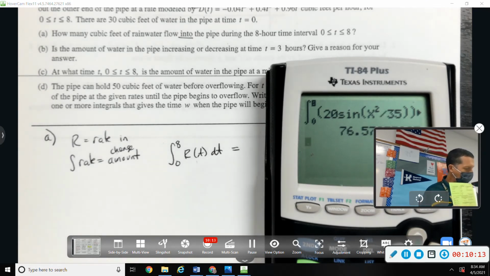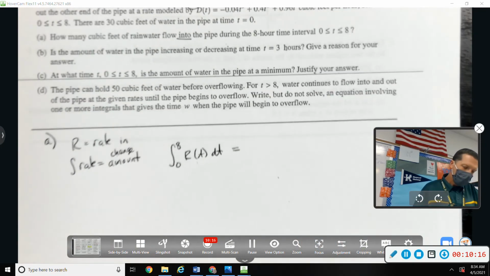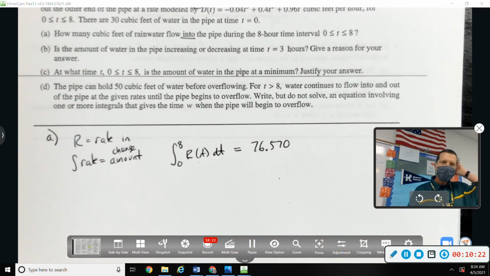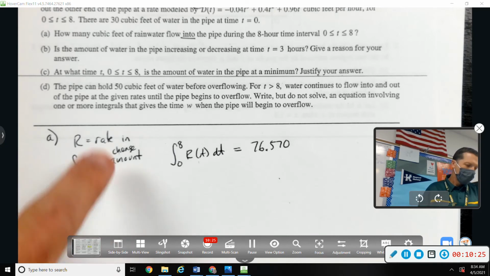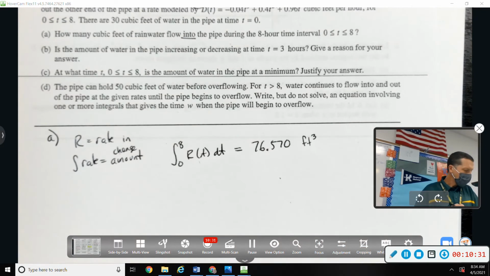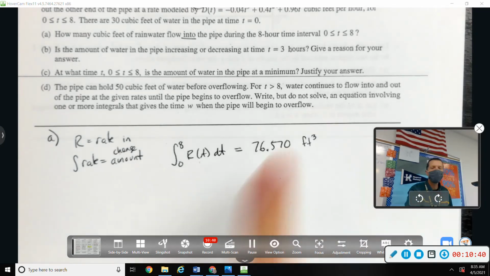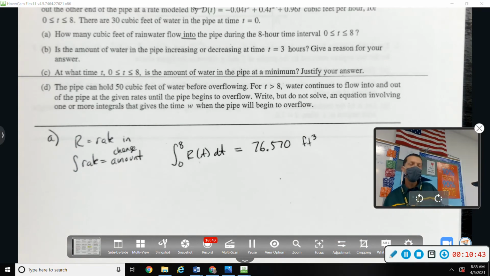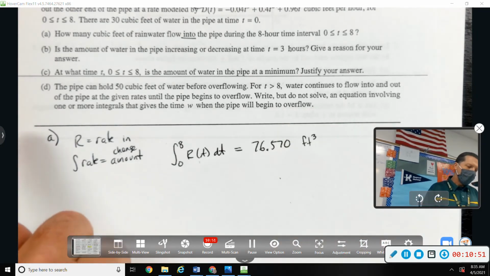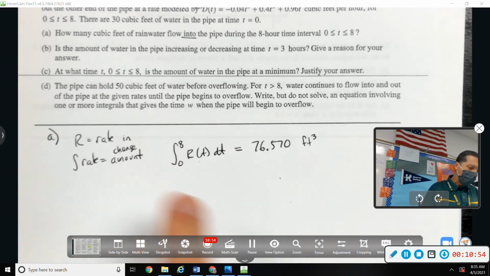Checking against the key here. 76.570. What would the units for that be? Yeah, feet cubed, because it's an amount. Now, it didn't specifically ask for units, so that's your hint that there's not a point assigned to the units. And so if you didn't put the units on there, you would be okay. And since they're not looking for it, if you put a wrong unit on there, it wouldn't take off. I think that's kind of dangerous. So we're done with part A.